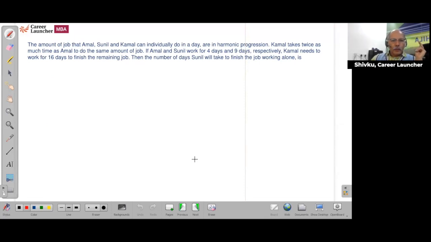The amount of job that Amal, Sunil, and Kamal can individually do in a day are in a harmonic progression. Kamal takes twice as much time as Amal to do the job. If Amal and Sunil work for 4 days and 9 days respectively, Kamal needs to work for 16 days to finish the remaining job. Then the number of days Sunil will take to finish the job working all alone is. I think the concept of harmonic progression is something that's likely to unsettle people.